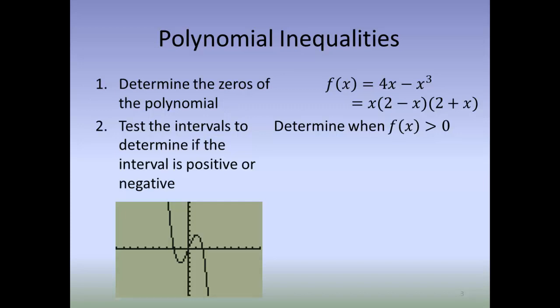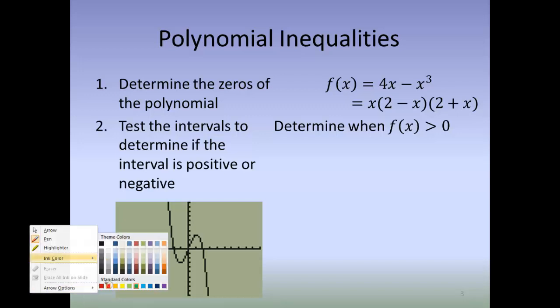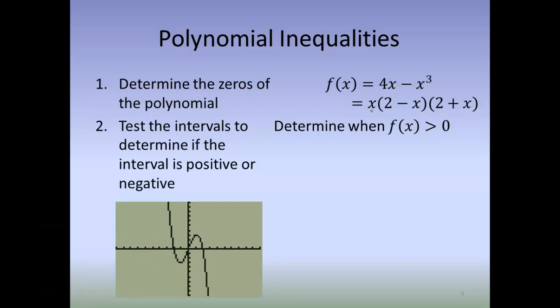Over here we have a polynomial, 4x minus x cubed. Here's the factored version. It has a greatest common factor of x, and then that'll factor 2 minus x and 2 plus x. So for part 1, determining the zeros, they are at 0, 2, and negative 2. So on this graph down here I have 0, 2, and negative 2. If I want to test these intervals, I'm going to put all three of these numbers on my number line.